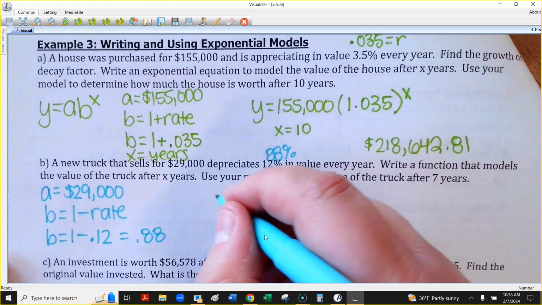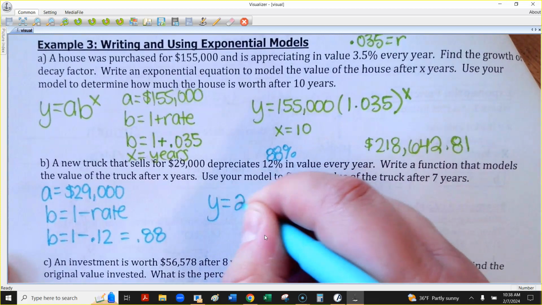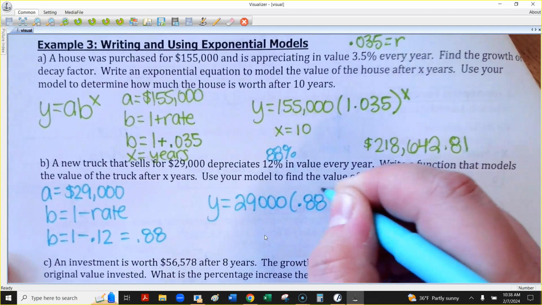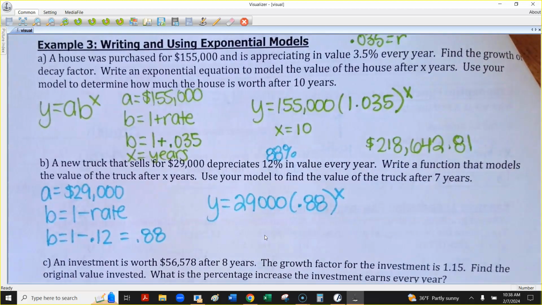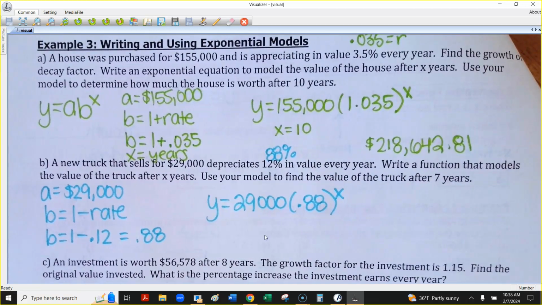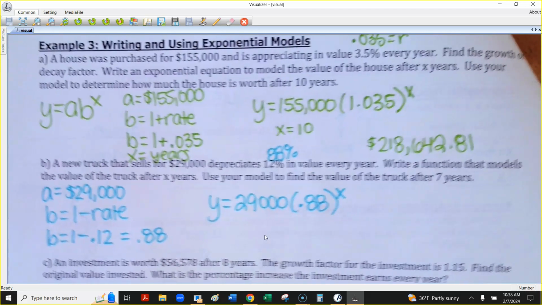So my general model here, we'd have the 29,000, and then it'd be 0.88 to the X to figure out what it would be after X number of years. So 12% means it's going to hold 88% of its value, but it's still going to decrease. So this should be less than 29,000 when we plug it in.